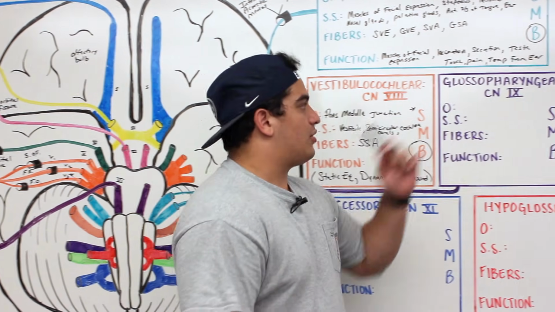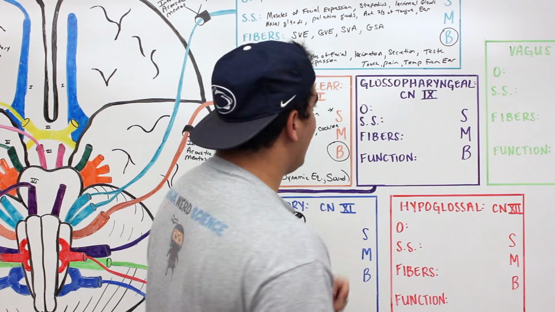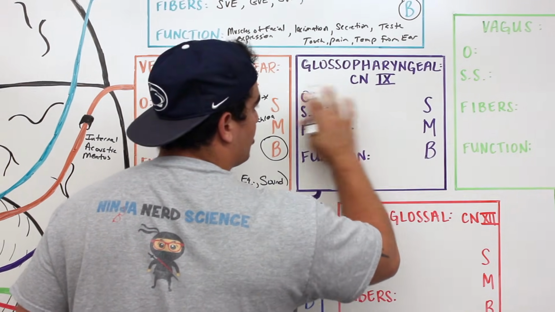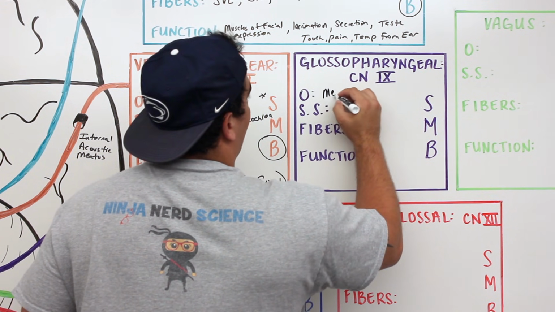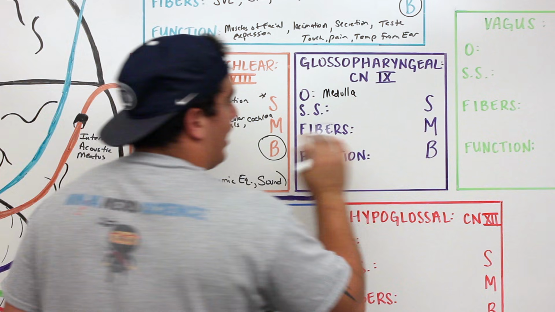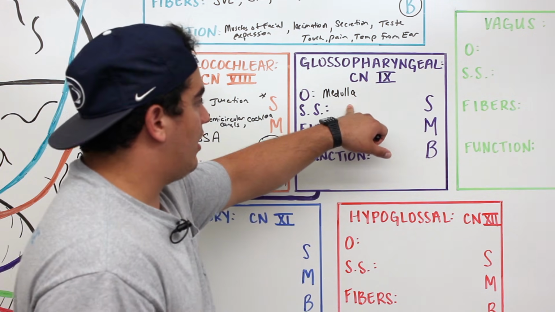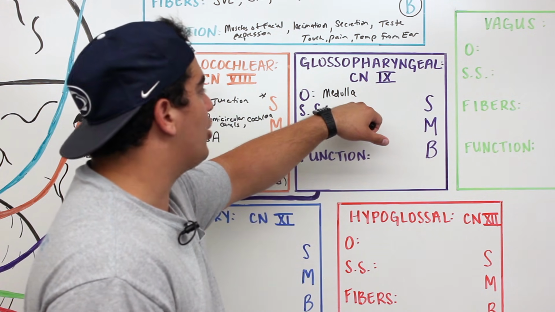Now let's go over here to the glossopharyngeal nerve. This guy's a really cool one too because his origin is primarily within the medulla. So his origin is primarily inside the medulla oblongata, within the brainstem. Now, this guy has many, many nuclei also. We discussed him in great detail. Many nuclei. We're not going to go into every single nucleus.